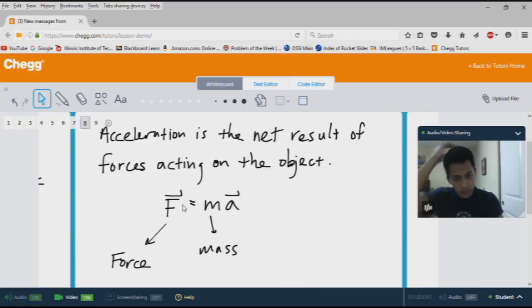We have the equation for force, which is Newton's second law: force is equal to mass times acceleration. I'm sure you know that. If not, then maybe we can review a little bit. But we are going to do an example of how F equals ma works.